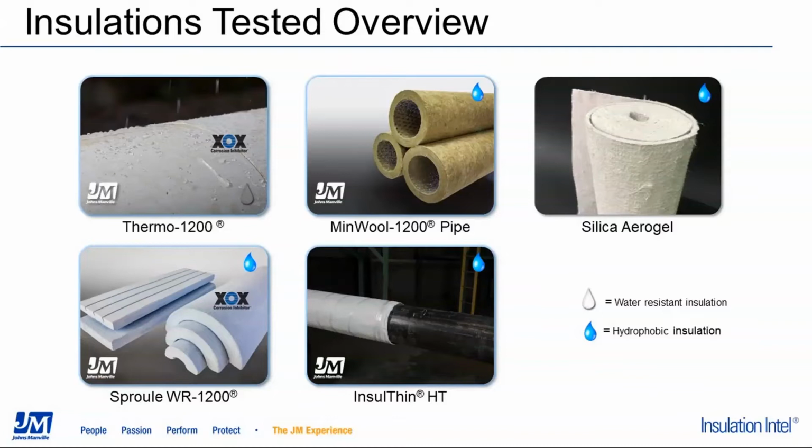The last two installations that were tested were both blanket installations, and while they're similar in application and their hydrophobic nature, the chemistries of each are very different. Blanket installations tend to be best utilized in areas where there are some space or weight constraints because the thickness required to achieve the same thermal performance is less than with other more traditional installations. The JM Insulthin HT is a fumed silica-based insulation, while the other blanket that was tested is a silica aerogel-based insulation.